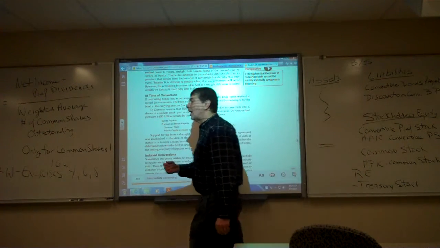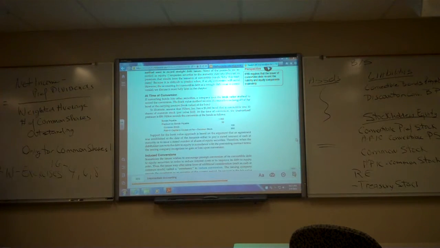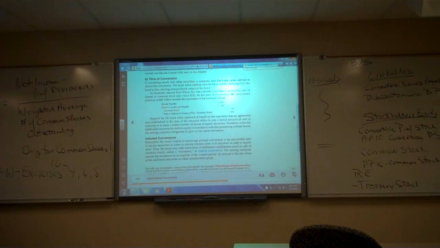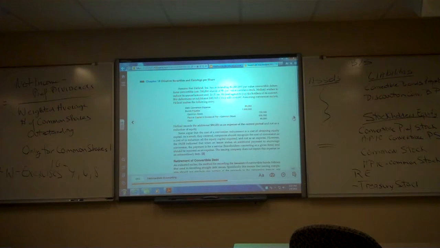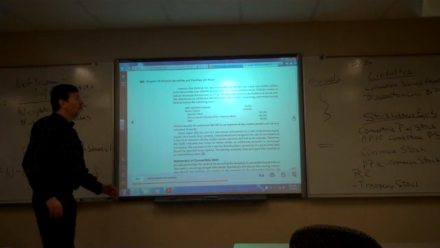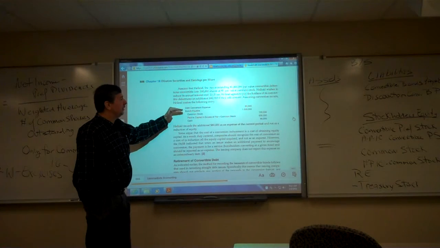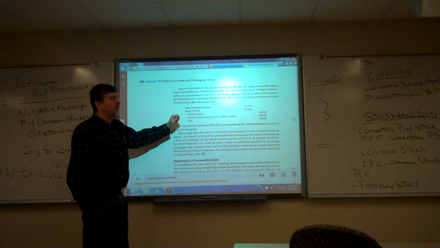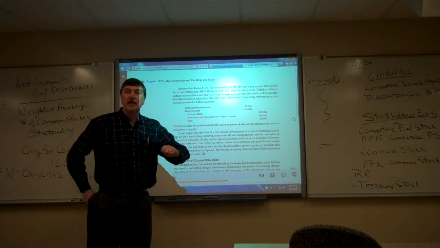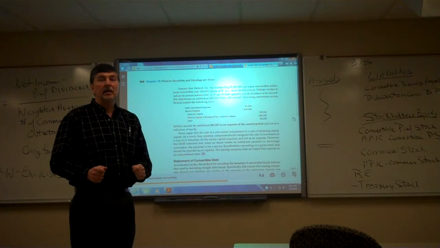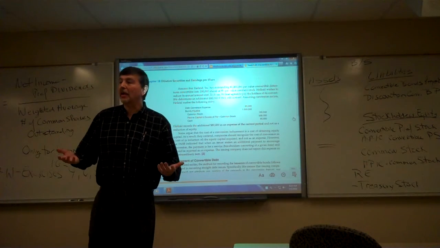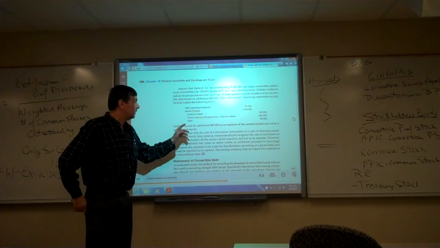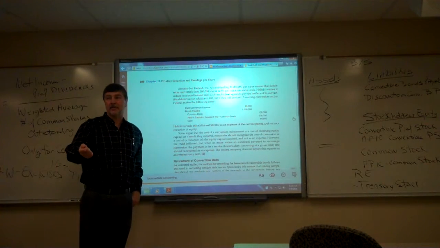So the company might have to sweeten the pot and induce them to convert, because we can't force them to unless we hold a gun to their head or something. So this company paid $80,000 to induce the convertible bondholders to please bring these in. We're going to pay you an extra $80,000, and notice that that's expensed in the year that it happens.